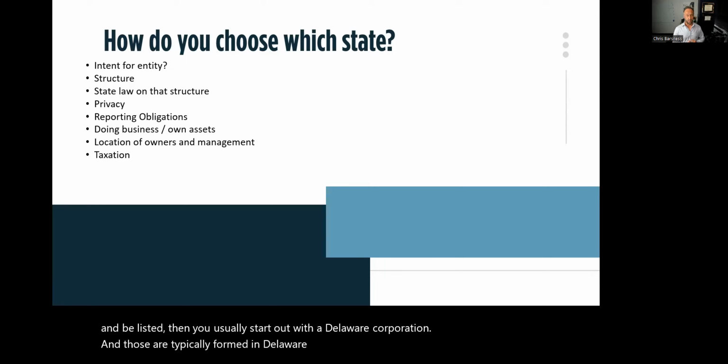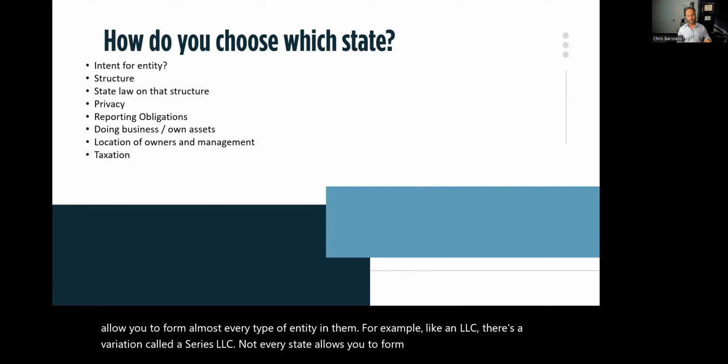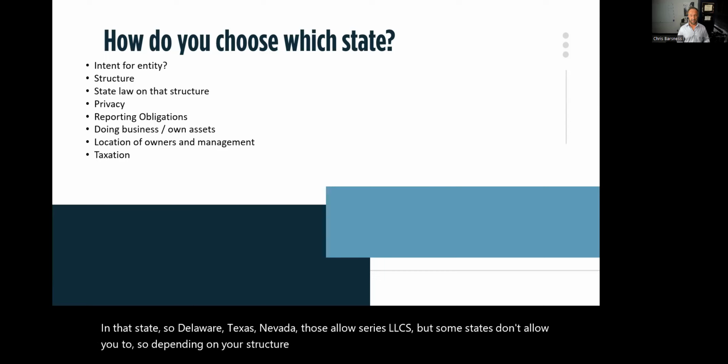So structure, what type is it, an LLC? Most states will allow you to form almost every type of entity in them. For example, like an LLC, there's a variation called a series LLC. Not every state allows you to form a series LLC in that state. So Delaware, Texas, Nevada, those allow series LLCs, but some states don't allow you to. So depending on your structure, you have to check to make sure you can actually form it in that state.